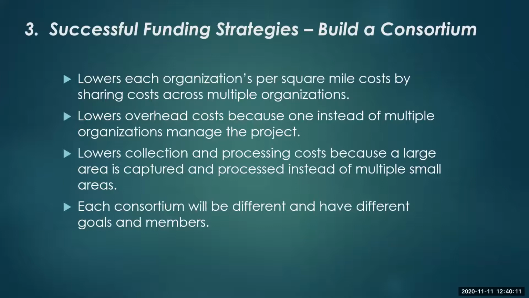So what are the successful funding strategies? How do you raise enough money to actually do one of these projects? Because they are big. We're talking over $1 million and several million. So how do you do that? The main thing, and this is what you all know about because you're networks, is you build a consortium. It lowers each organization's per square mile cost by sharing costs across multiple organizations. It lowers overhead costs because you've got one organization managing the project instead of multiple organizations.